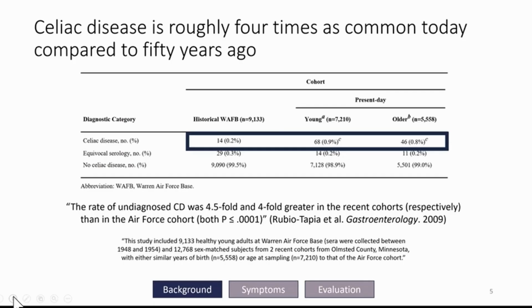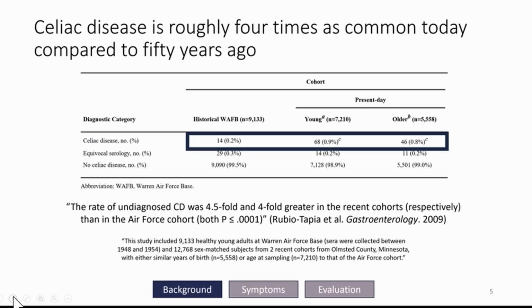And then when they collected samples in a more contemporary time period, on the further right-hand side of the big rectangle here, you can see that the prevalence has increased to 0.9% or 0.8%, depending on what comparison group you want to look at. That's a 4 to 4.5-fold increase in some recent cohorts.